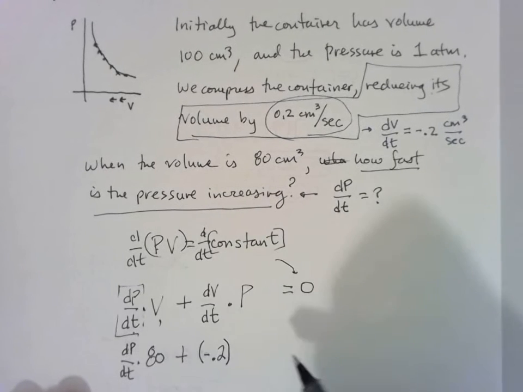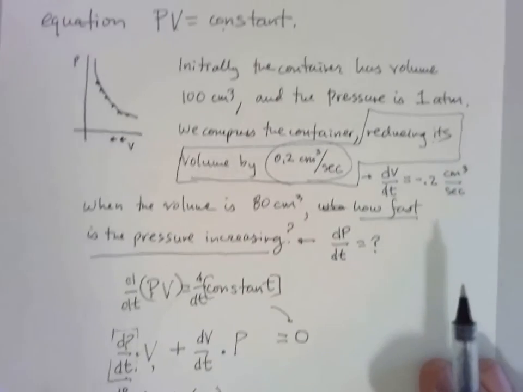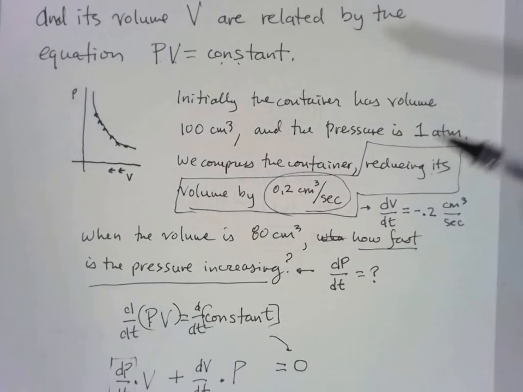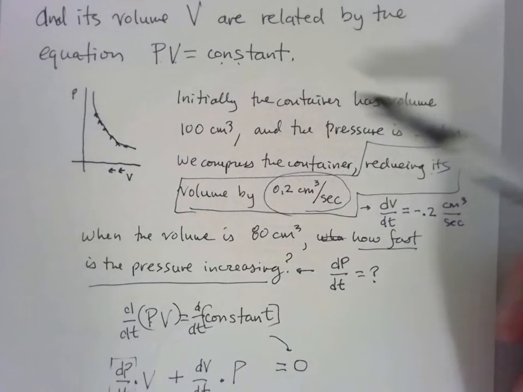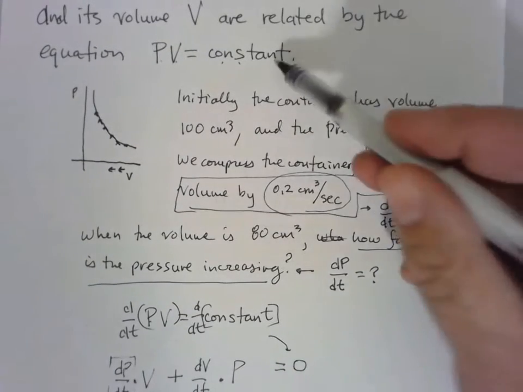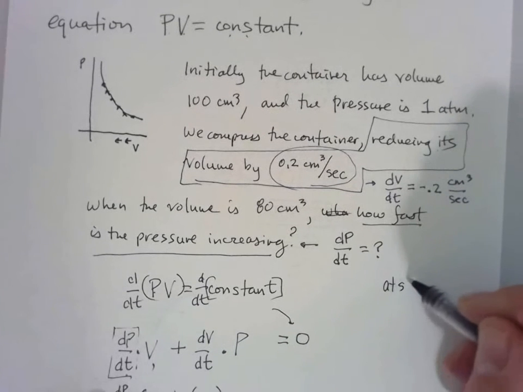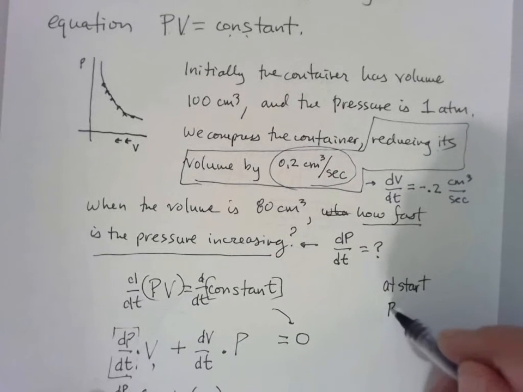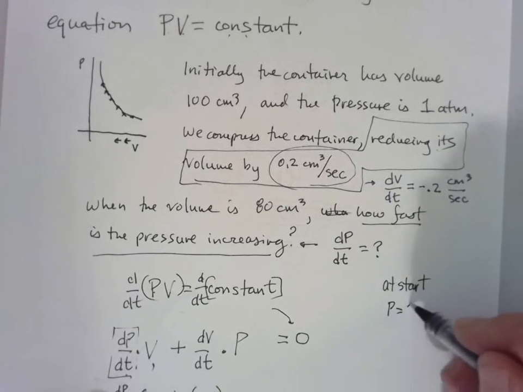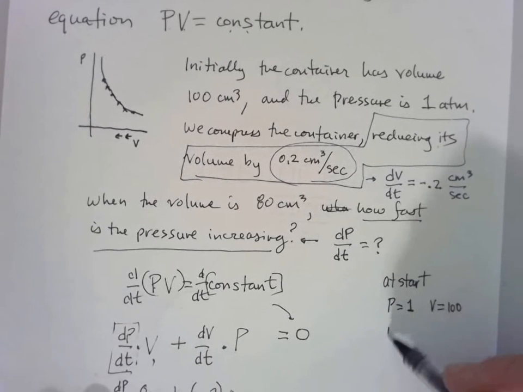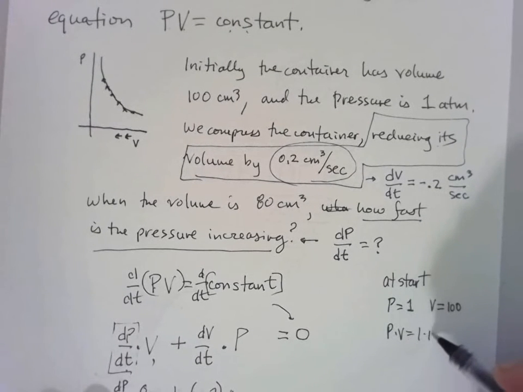So the only tricky one is how do I get pressure? And the way I get pressure is I come back to this equation. Pressure times volume is constant. At the start, the pressure was 1 atmosphere and the volume was 100 cubic centimeters. So that lets me figure out this constant. At the start, P was 1 atmosphere, volume was 100 cubic centimeters. So that means P times V was 1 times 100. So that's my constant.